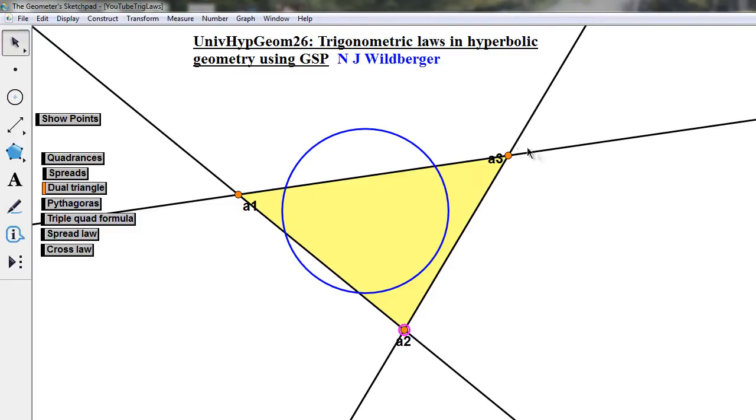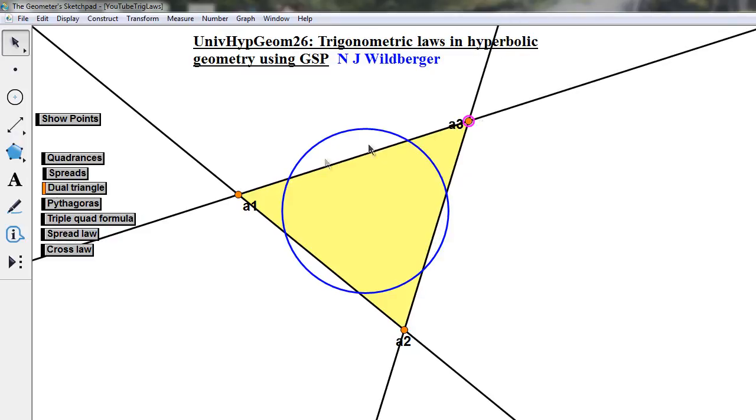Now, of course, the 3 points determine also 3 lines, the 3 lines of the triangle. So today we're going to be looking at the 3 quadrances formed by this triangle and the 3 spreads formed by this triangle and the various trigonometric laws, which are over here: Pythagoras, triple quad formula, the spread law, and the cross law. So let's start by talking a little bit about the quadrance between 2 points.